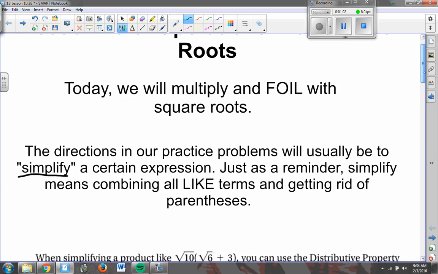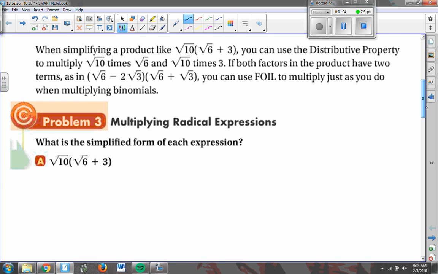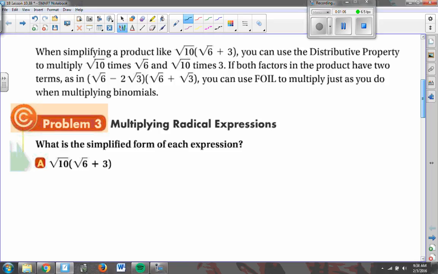Right? What this looks like is something like this. The square root of 10 times, in parentheses, the square root of 6 plus the square root of 3. Now, we're going to use the distributive property in this case, and then try to simplify as much as we can. So if we are being asked to simplify this expression here, I'm going to distribute the square root of 10 to both the square root of 6 and to 3.